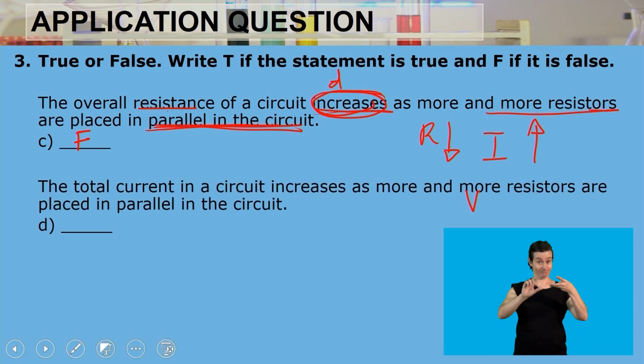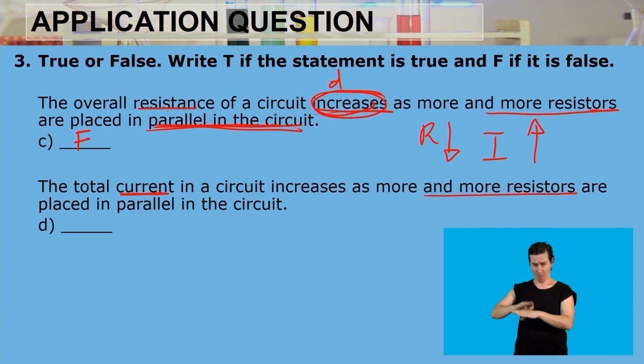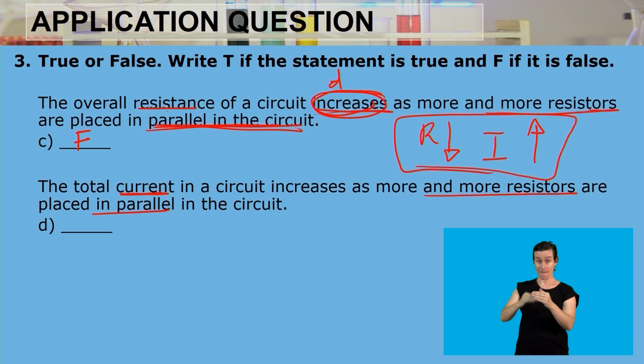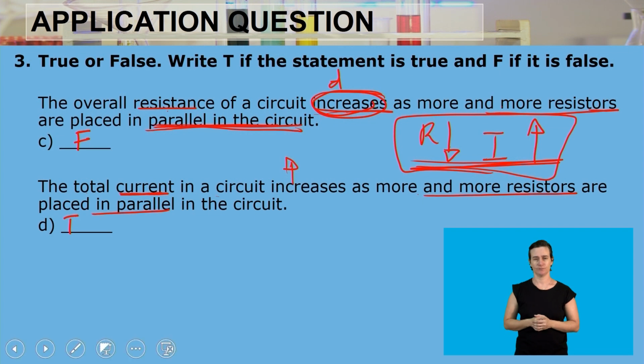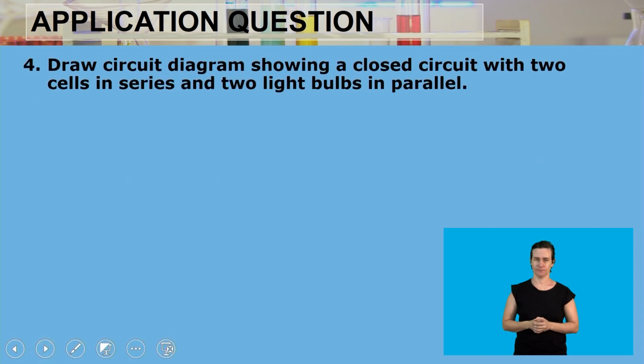Moving right along, the total current in a circuit increases as more and more resistors are placed in parallel in the circuit. So now we are looking at the current. When we are adding more resistors in parallel, the total resistance decreases, and because of that, the current is going to increase. So the total current in a circuit increases as more and more resistors are placed in parallel in the circuit. So this statement is true because of the relationship between the resistance and the current, that they are inversely proportional to each other.